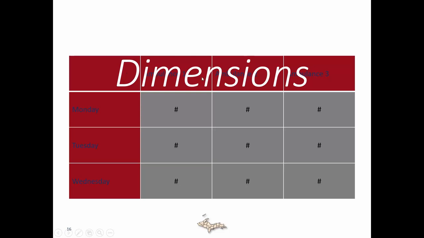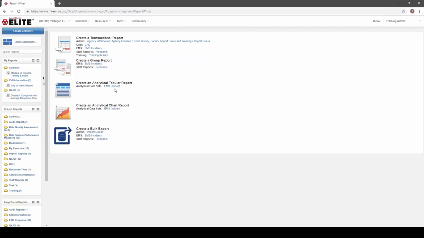So in this report, I've got unit call sign across the top as one dimension, and I have day of week down the side as a second dimension. So that's what makes this multidimensional, two dimensions, and then I have the measure for each combination of those. So I can look at what's the measure for calls that were run by ambulance one on Monday versus ambulance one on Tuesday or versus ambulance two on Monday, etc. So that's how we set up an analytical tabular report. We look at measures, what it is we want to summarize, and dimensions, how we want to slice and dice the data. So let's set up an analytical tabular report.